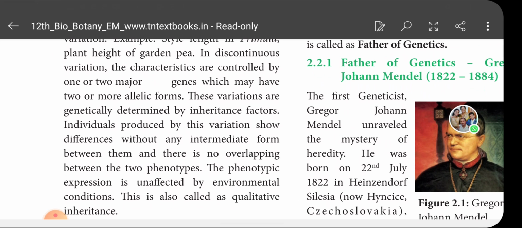That means what? Either tall or dwarf. There is no intermediate between. If we take the height of pea plant, there are two extremities in its variation, either tall or dwarf. There is no intermediate in between them. In the same way, if we take the color of the flower, either yellow flower or violet flower. So there is no intermediate color between them. So that is called what? Discontinuous variation. There is no overlapping between them. The phenotypic expression is unaffected by environmental condition.